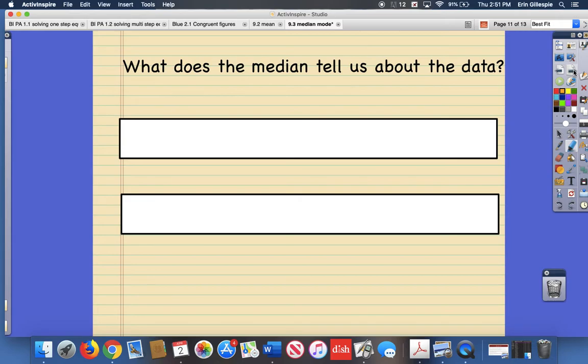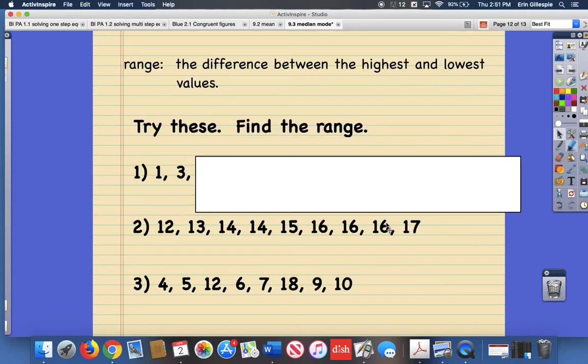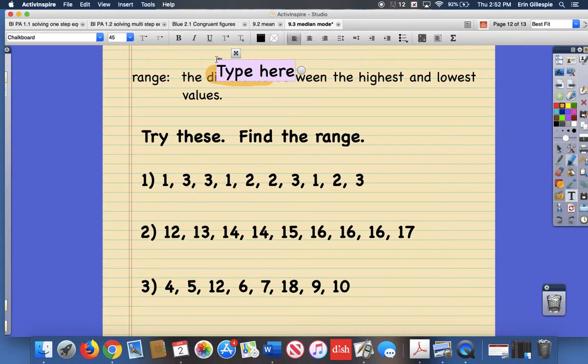The last one is range, okay? Range is the difference between the highest and lowest values. Now, difference, that's a word that we sometimes struggle with. What does difference mean? Difference means to subtract. We want to know how far apart those numbers are. Okay, so you're going to subtract your highest data value and take away your lowest data value.